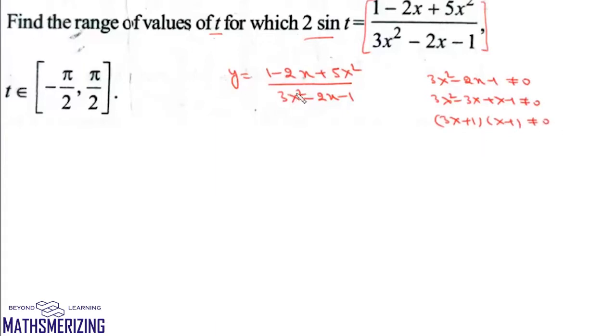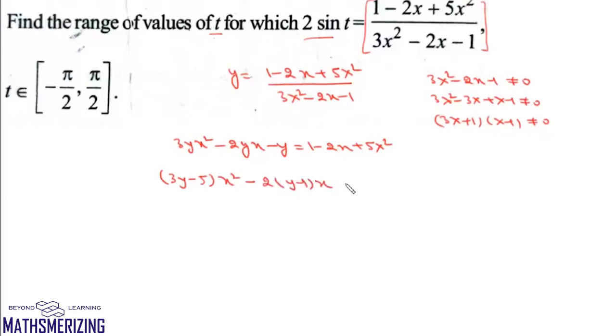Now we'll cross multiply this y. So we'll write 3yx square minus 2yx minus y equals 1 minus 2x plus 5x square. So we can write this as a quadratic equation in x. So we'll write (3y minus 5)x square minus (2y minus 1)x minus y plus 1 is equal to 0.